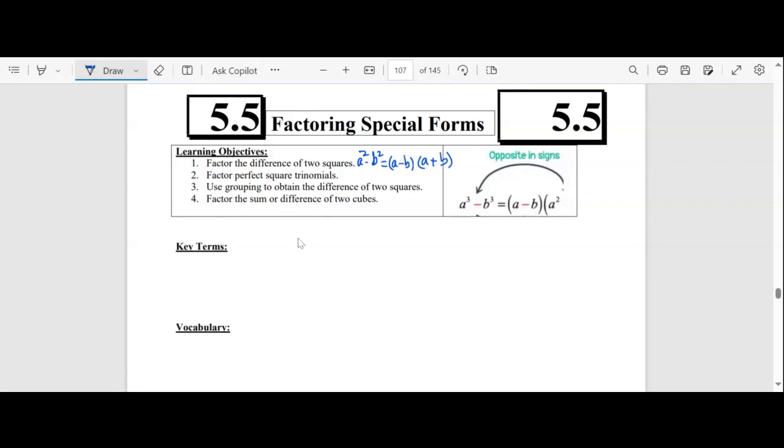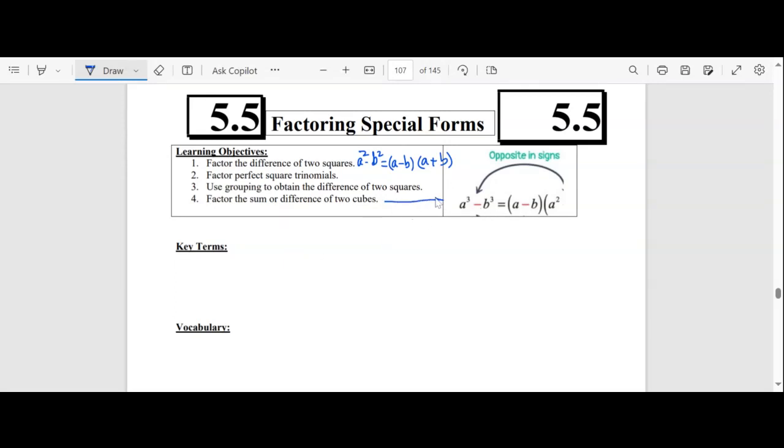Okay. Number two, factor perfect square trinomial. Number three, use grouping to obtain the difference of two squares. Number four, factor the sum or difference of two cubes.